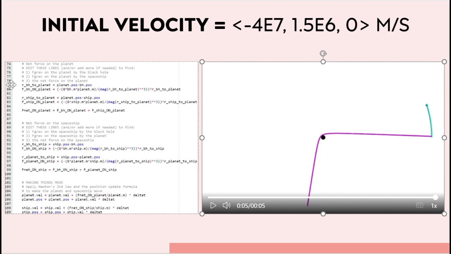And then here, again, it's just GMm over r squared. Basically, we want to find the net force on the ship, and the net force on the ship will be the gravitational force between the ship and the black hole, and the planet and the ship, which are calculated up here using the universal gravitational equation.